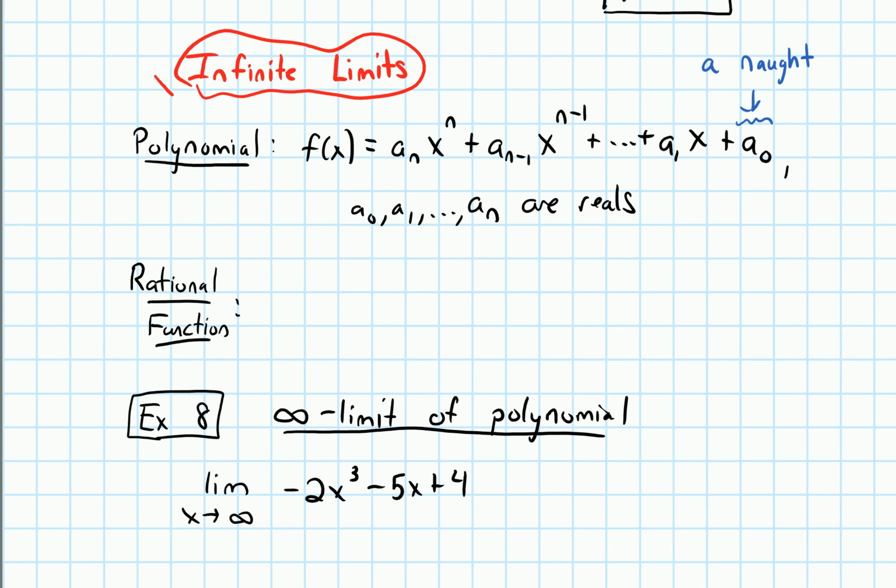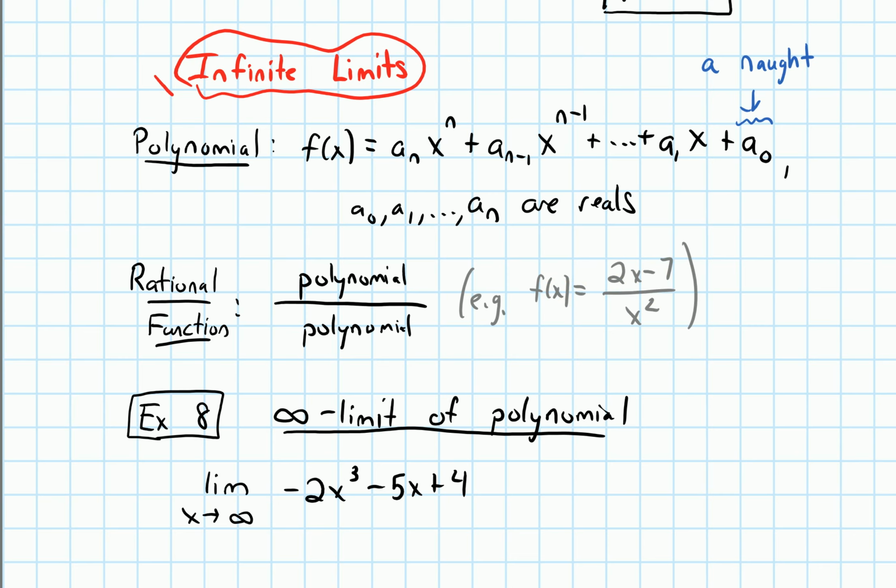A rational function is a function that can be written as a polynomial divided by a polynomial. For example, something like f of x equals (2x minus 7) over x squared. That's considered a rational function because I have a polynomial on top of degree 1 and a polynomial on bottom of degree 2. So let's look at an example.